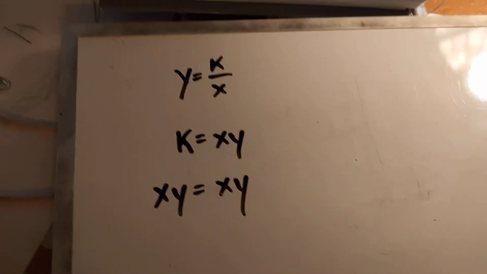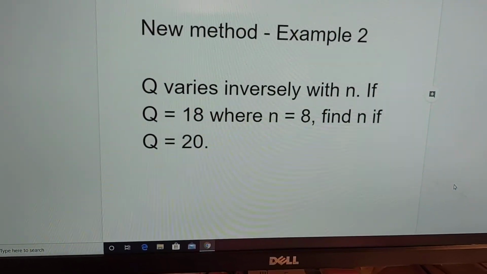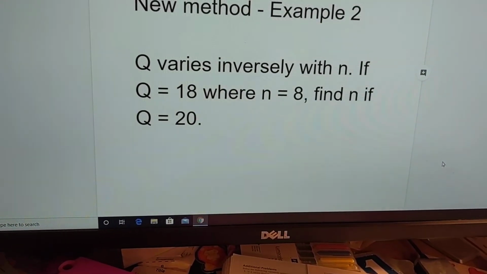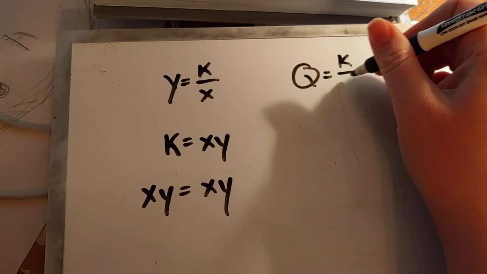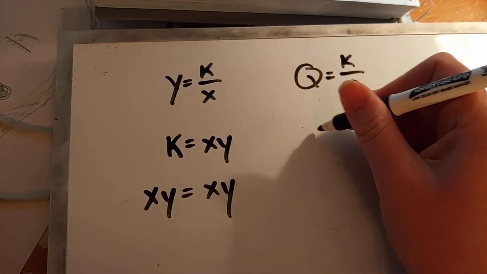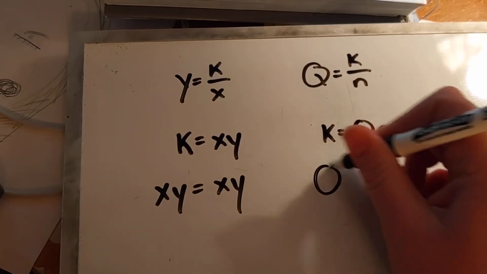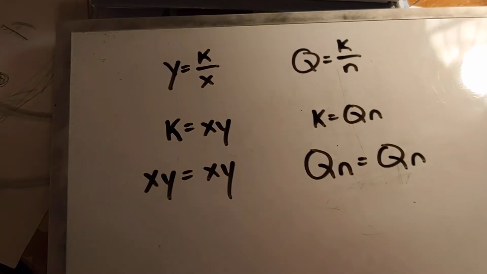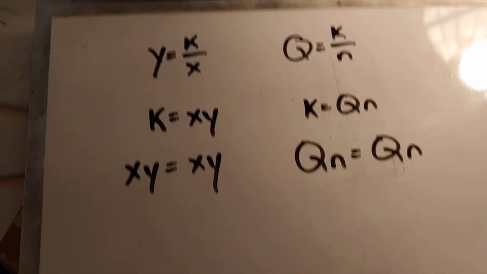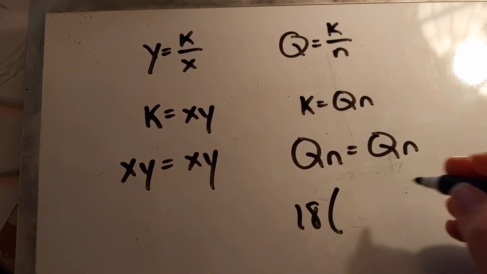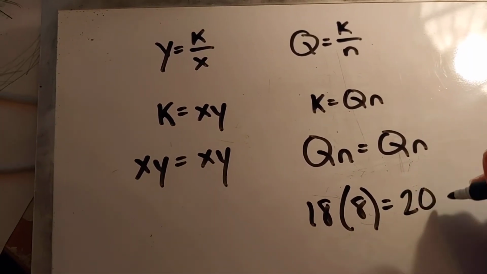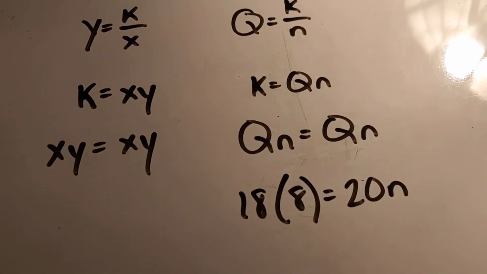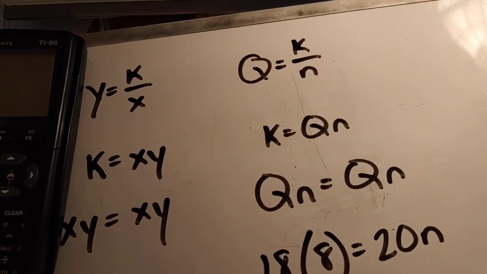Makes sense. Now they're using different variables here. It says that q varies inversely with n. So let me use the different letters just to make this more clear. If q varies inversely with n, when I isolate k, I would have k equals q times n, which means q times n equals q times n. Now it says if q is 18 when n is 8, find n if q is 20. So now I have this problem. What is 18 times 8? Let's check this out here. 18 times 8 is 144.